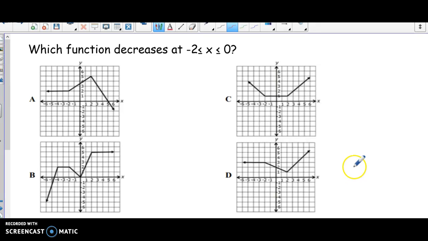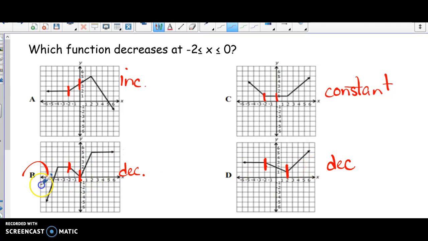Which function decreases from -2 to 0? -2 to 0. That one is increasing. That looks like an O, sorry. Should be a C. From -2 to 0, that one is decreasing. From -2 to 0, that's a constant. And then from -2 to +2, it's decreasing. But we only wanted this small interval, so the correct answer for that one would be B.